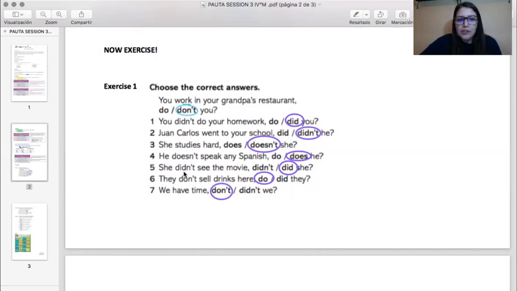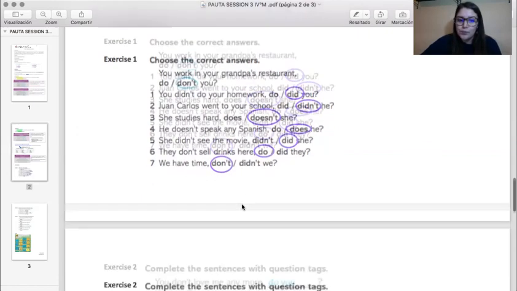Number 5, she didn't see the movie, did she? I have my negative in the past, so I use the positive. Number 6, they don't sell drinks here, do they? I have my negative, so I use the positive do. Number 7, we have time, don't we? Here I have in the present tense, so I use the negative don't.